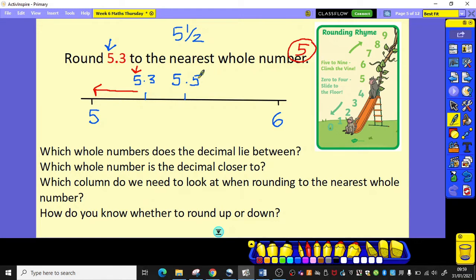I wonder if you can remember what happens if it is exactly in the middle. Because that's not closer to 6 than it is to 5. It is in the middle. So the rule is, as hopefully we know now, 5 to 9, there's my number in the ones column. Will I round to 5? Will I round up? Well, the number that comes before it is a 5, so therefore I would round up. So 5.5 would indeed round up to 6.